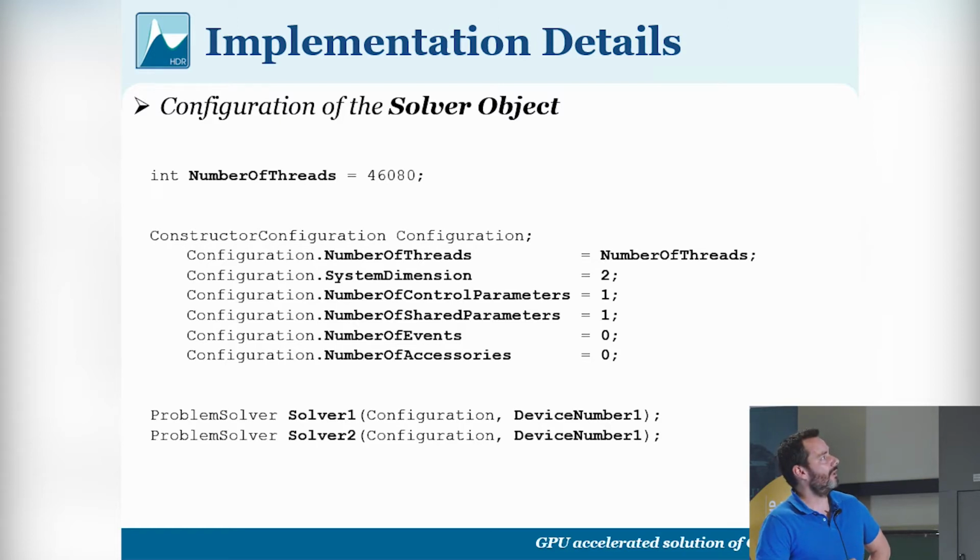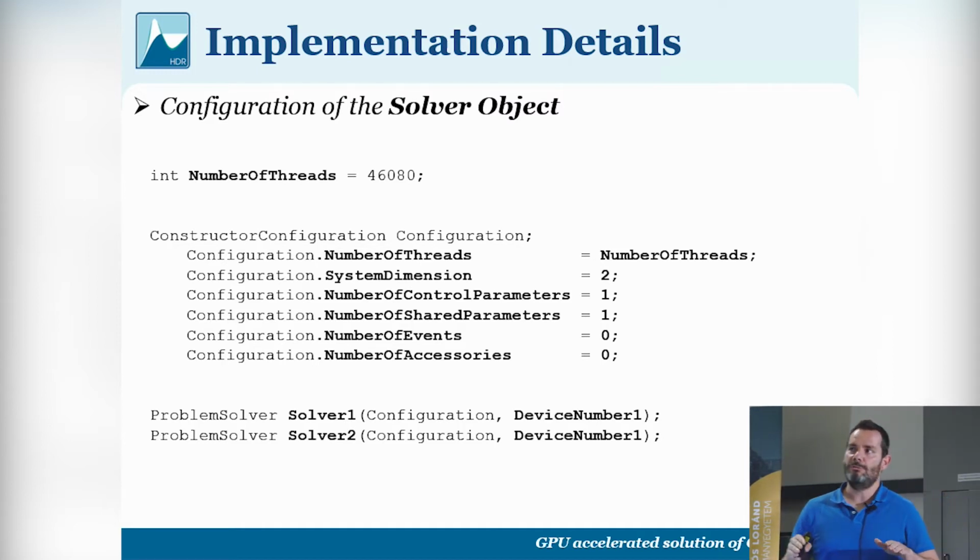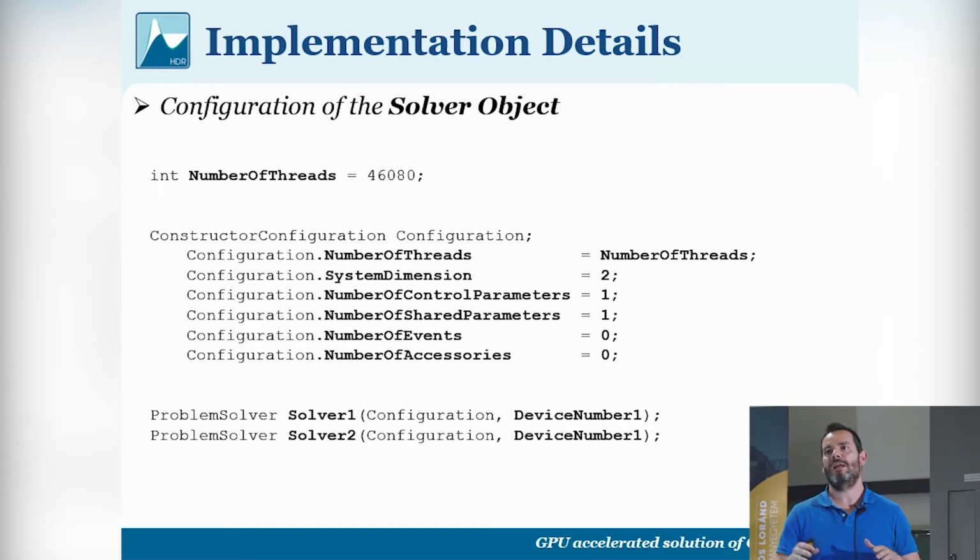After that, we can create the solver object. I have created here two solver objects, solver 1 and solver 2. And I specify the same device to each solver object. So both solver objects will use the same device. In this way, I can easily overlap kernel execution and memory transfer between the CPU and GPU side.